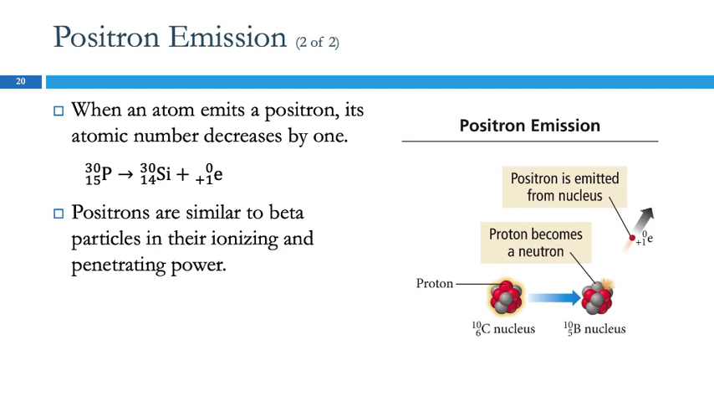So when an atom emits a positron, the atomic number will decrease by 1 because a proton becomes a neutron. Here, phosphorus-30 has 15 protons. When it emits a positron, it's going to lose one of its protons, so this will become 14. The mass number doesn't change, though, because that proton gets turned into a neutron. And then we have the positron.